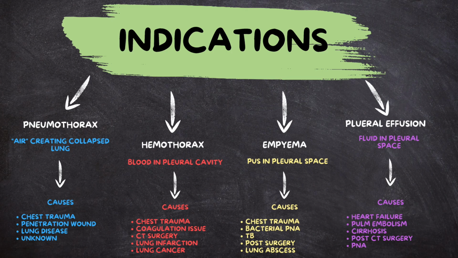Chest trauma, coagulation or bleeding issues, post-CT surgery, lung infarction. So if you had a clot and it caused a part of your lung to infarct, that would be one good indication of a hemothorax. And then also lung cancer. This is probably one of the more seen reasons for hemothorax.